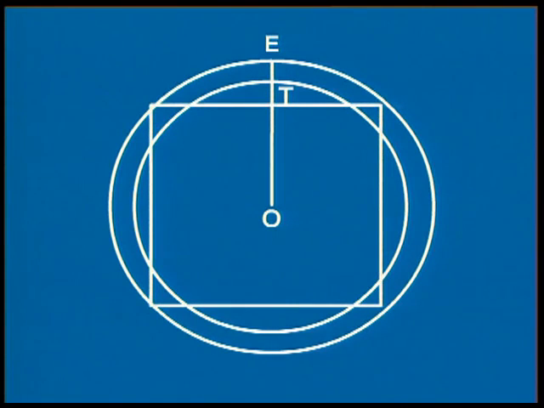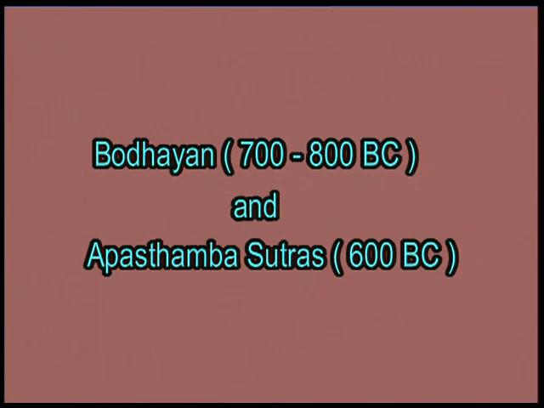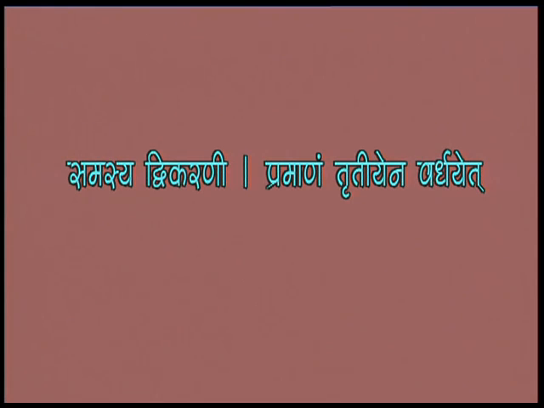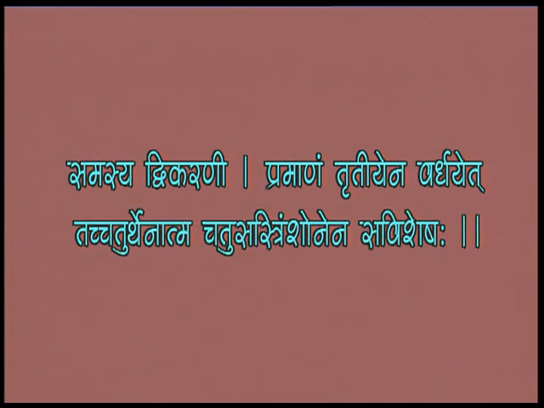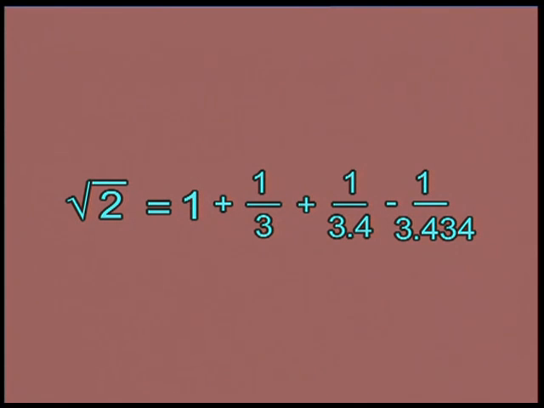In the ancient text of Sulva Sutra, the surds of the type under root 2, under root 3, etc. have also been introduced. Bodhayan and Apastamba Sutras give us a rational approximation of under root 2 in the shloka: Samasya Dvikarani Pramanam Tritiyena Vardhayet, Tatchaturthenatma Chatusastrim Shonena Savishesha, which means under root 2 is equal to 1 plus 1 upon 3 plus 1 upon 3.4 minus 1 upon 3.434.